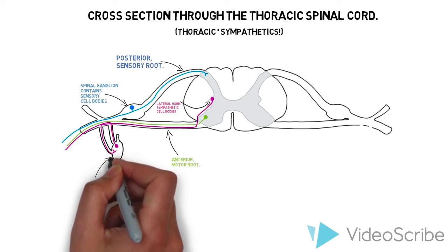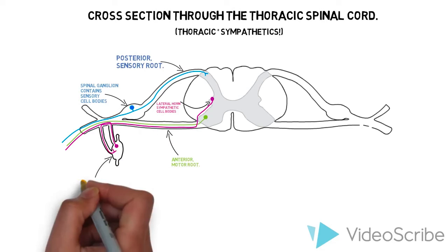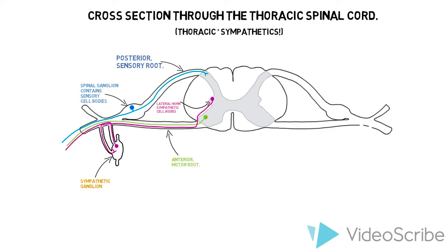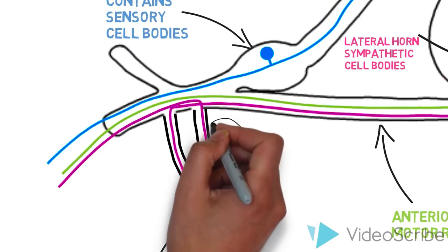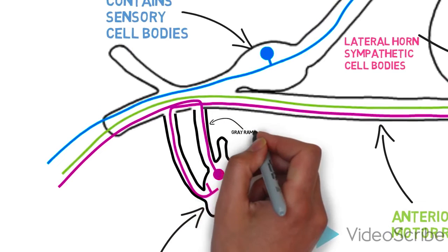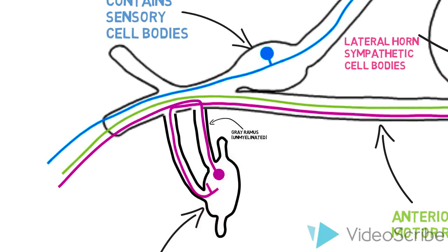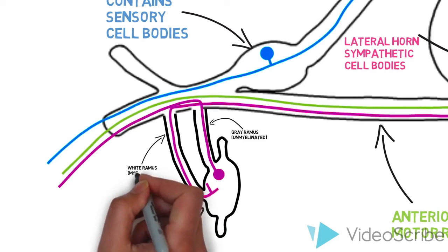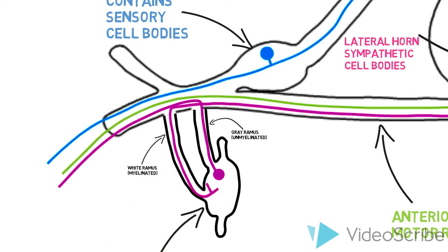Paravertebral sympathetic ganglia are connected to the anterior ramus of a spinal nerve by 2 communicating arms, or rami communicantes. A gray ramus communicans carries postganglionic fibers back onto the spinal nerve. A white ramus communicans carries preganglionic fibers from the spinal cord into the sympathetic ganglion.